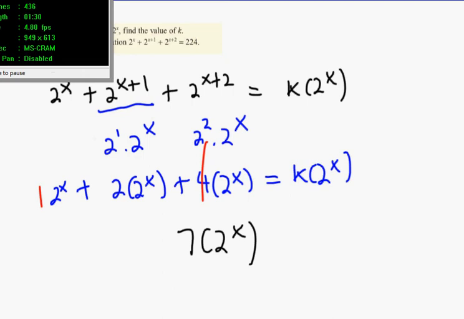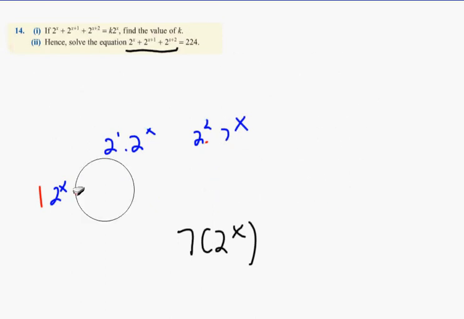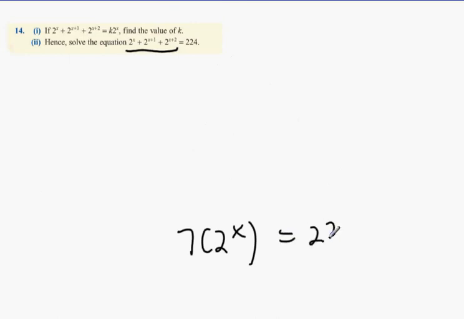For part 2 of this question, we're asked to hence solve the equation 2 to the x plus 2 to the x plus 1 equals 2 to the x plus 2. Well, what we've just said about all this is that it's 7 times 2 to the x. So 7 times 2 to the x equals 224.